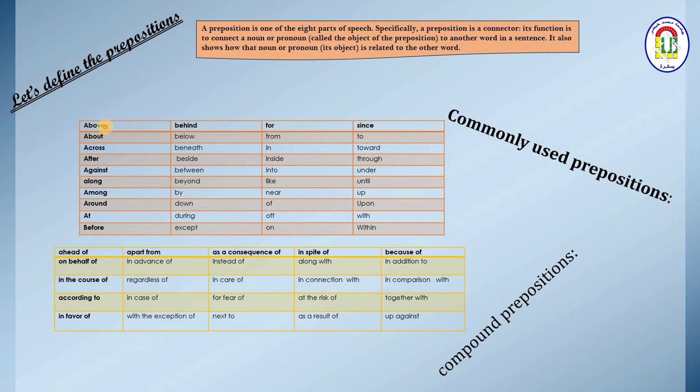At is widely used with time and place. Before is also used with time and even place or direction. Behind means there is an object, a wall, anything like this. I say it is behind. She is sitting behind me.